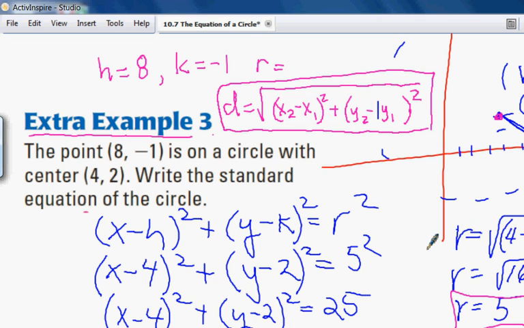Okay, now we can write the equation. We have everything we need. We write the general form of the equation, x minus h squared plus y minus k squared equals r squared. We substitute in 4 for h. We substitute in 2 for k. And we substitute in 5 for r.